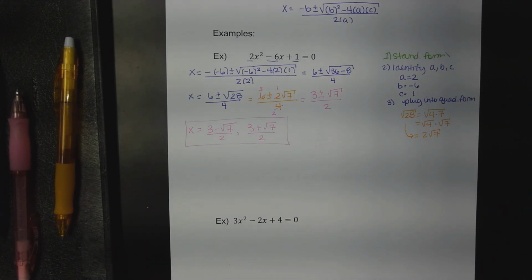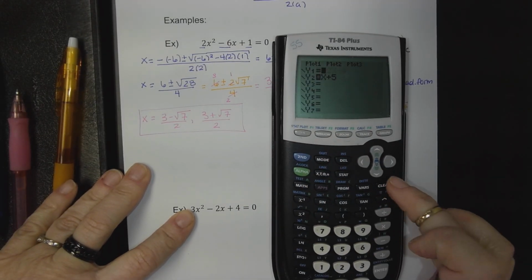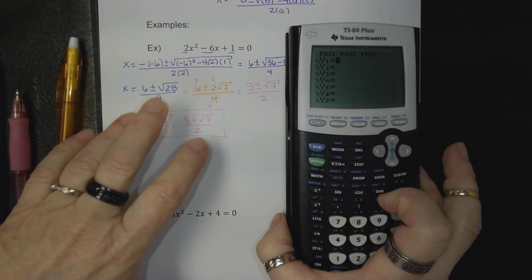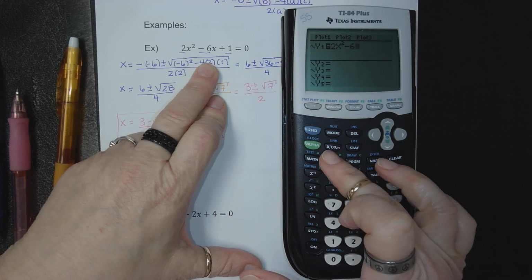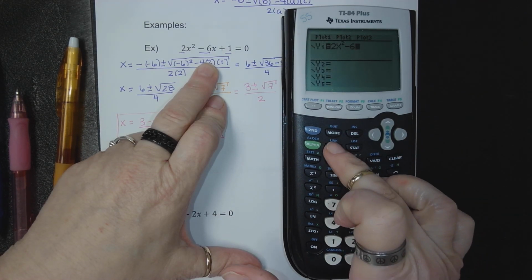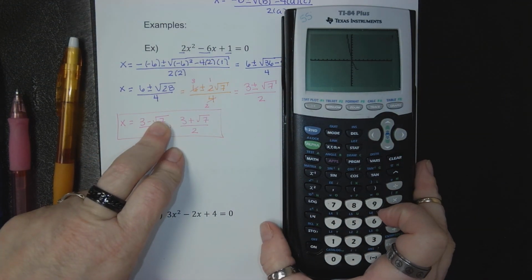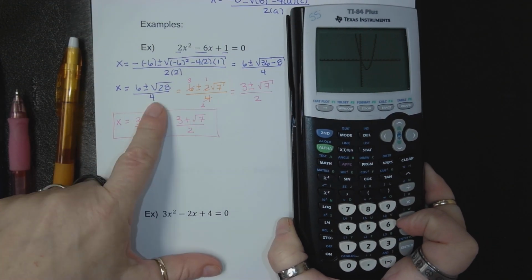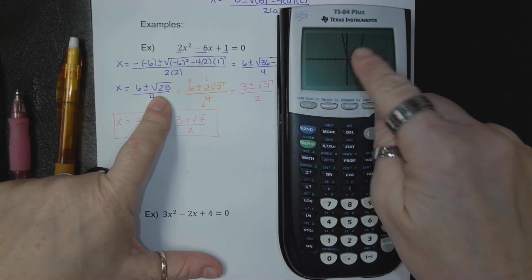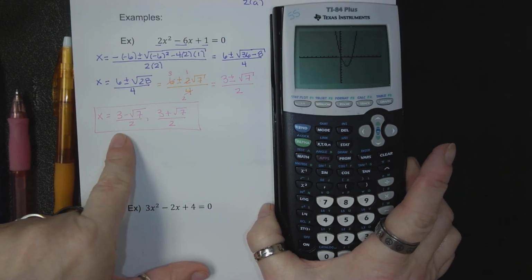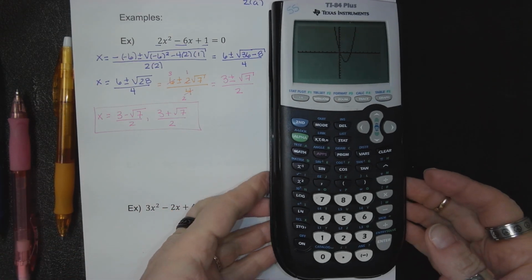If you were to graph this on your calculator, do that real quick. If you do y equals 2x squared minus 6x plus 1 and then graph it, our radicand was positive, and when we did the discriminant before, we saw that it would have two intercepts on our x-axis. That is exactly what we had, because those are two real numbers. So that's what we expected to get, so perfect.